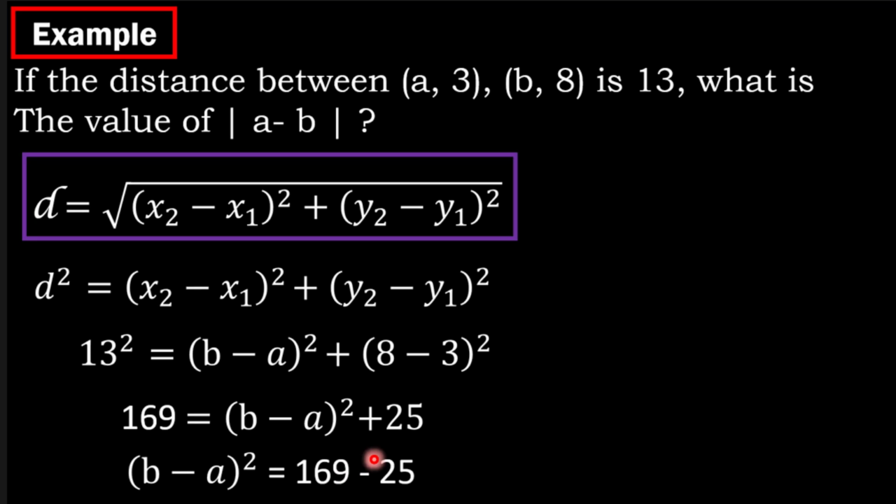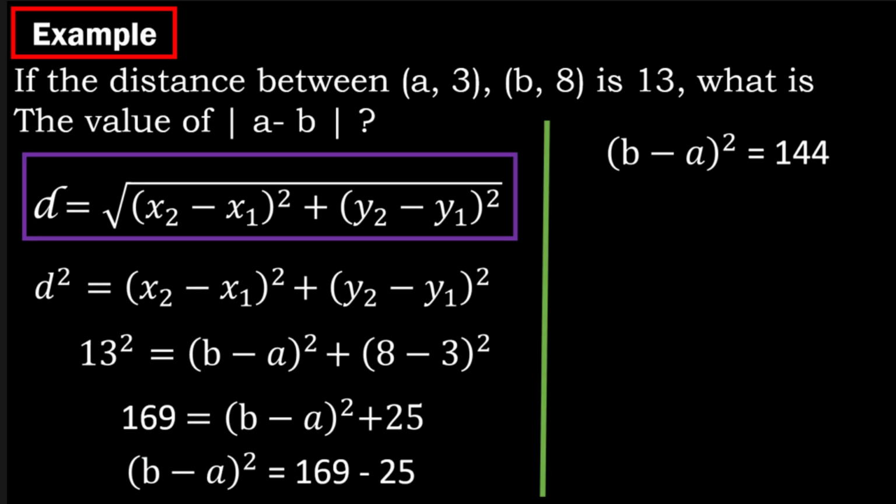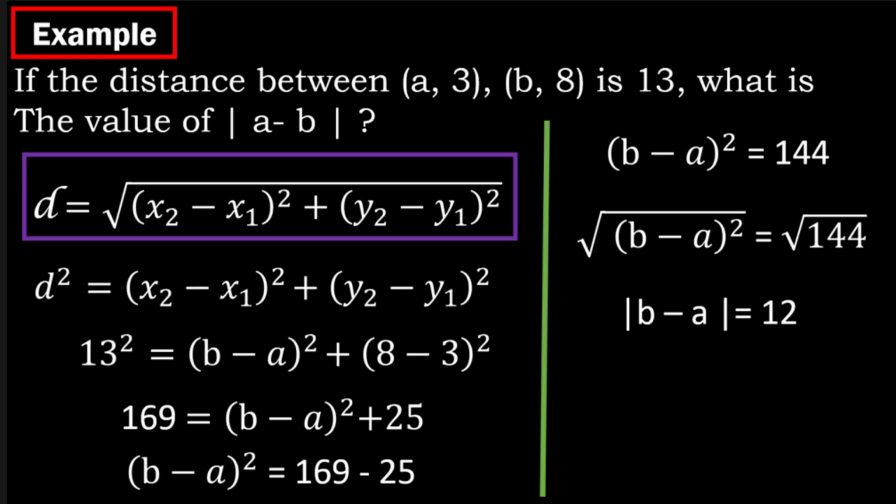Just move 25 to the other side to be subtracted. We get (B minus A) all squared equals 144. So take the square root of both sides. We get the square root of (B minus A) all squared is what? It is the modulus of the difference between B and A, which is 12. Now we get the modulus between A and B is 12, or the absolute value of the difference between B and A is 12.